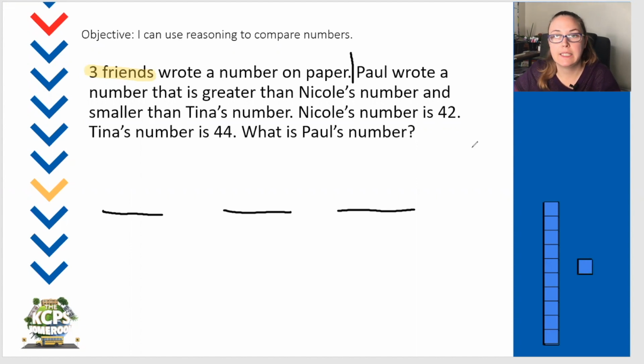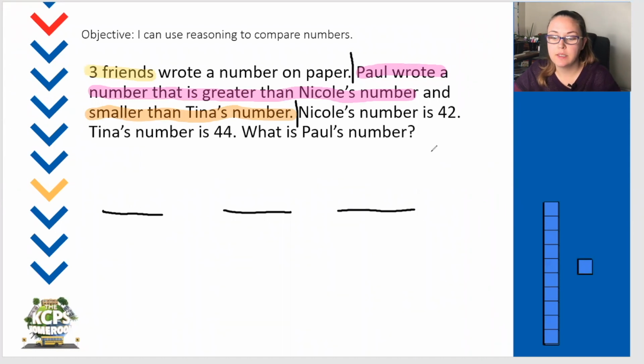Now let's read the next sentence. Paul wrote a number that is greater than Nicole's number and smaller than Tina's number. And that's where the sentence ends, so that's where we'll stop. But we're actually going to break this sentence down into 2. So we're going to break it down into what's before, change to my highlighter, sorry about that, what's before the word and, then what's after the word and. And the reason why we're doing that is because we have 2 pieces of information in this sentence. So let's talk about the first one.